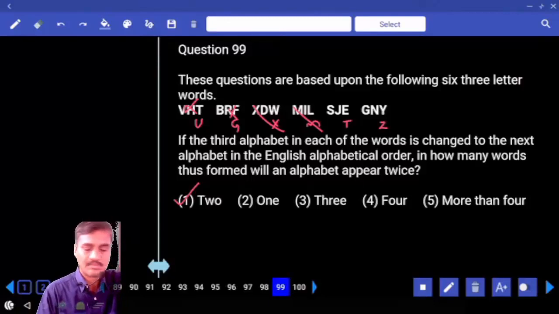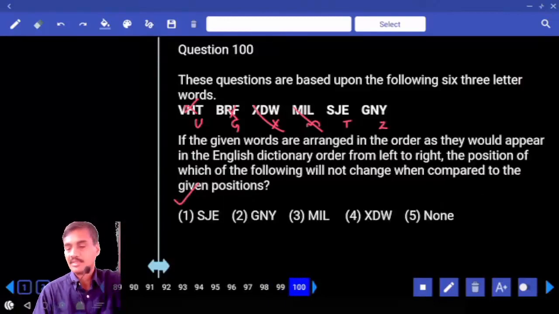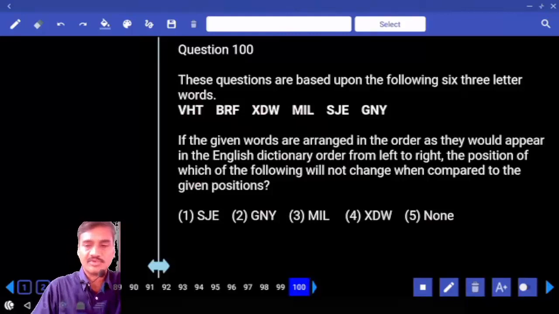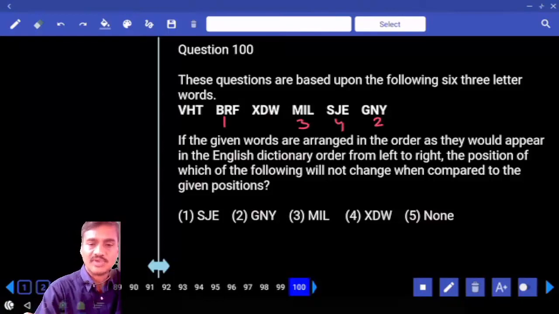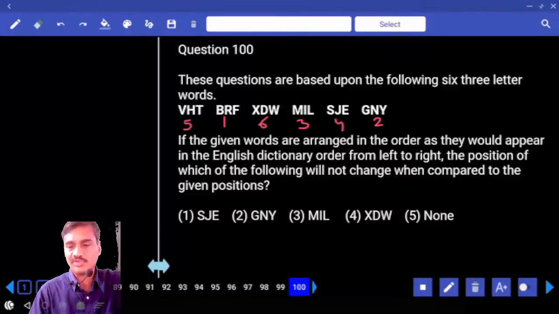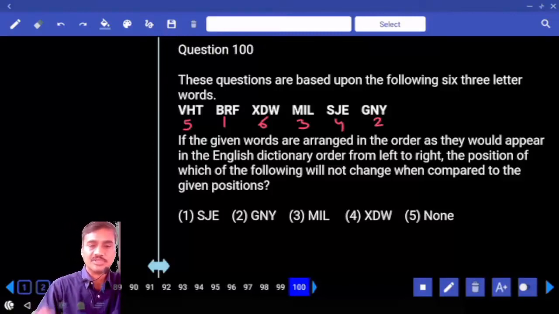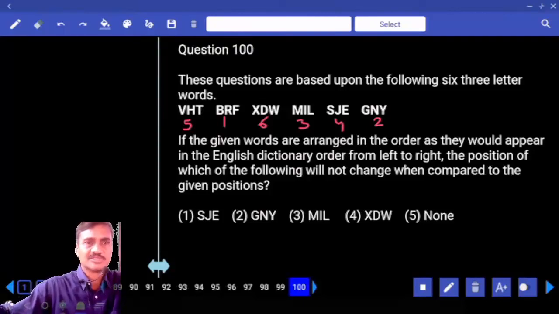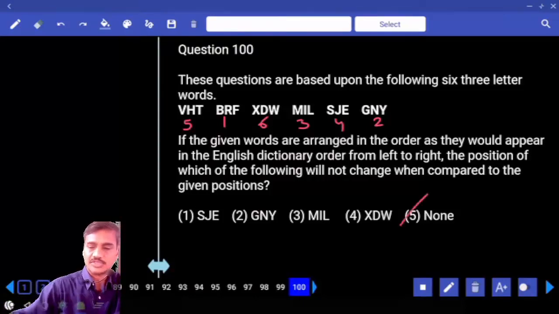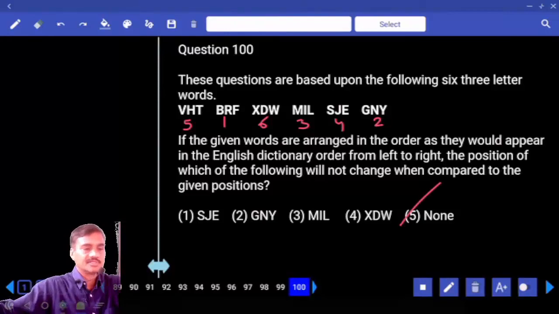Choice 199. And finally 100. In this 100, the given words are arranged in the order as they would appear in the English dictionary from left to right. This is B, and this is 2, and this is 3, 4, 5, and 6. These are the 6 words we have. Which of the following will not change when compared to the given position? 1, 2, 3, 4, 5, 6. Is there any word that remains at the same place? No. So it's none of them, choice 5. 100 it is, choice 5.